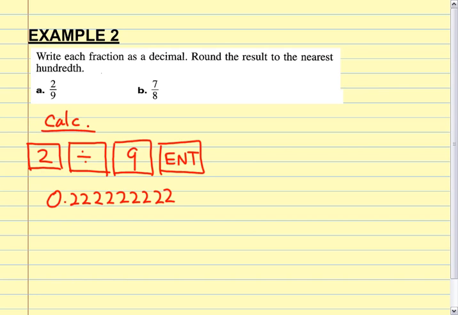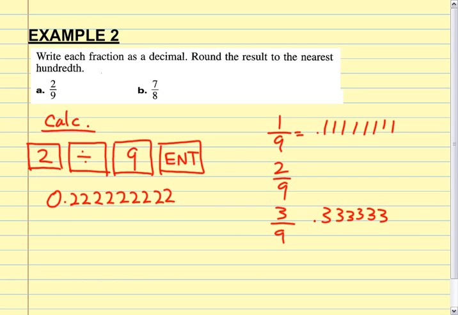Now, this is an interesting little fraction here, Aiden. This is something that's true about all fractions that have 9 in the denominator. As a decimal, they equal the numerator repeating. So, for instance, 1 over 9 is equal to 0.1111111. 2 over 9, we just did. 3 over 9, 0.33333, right?